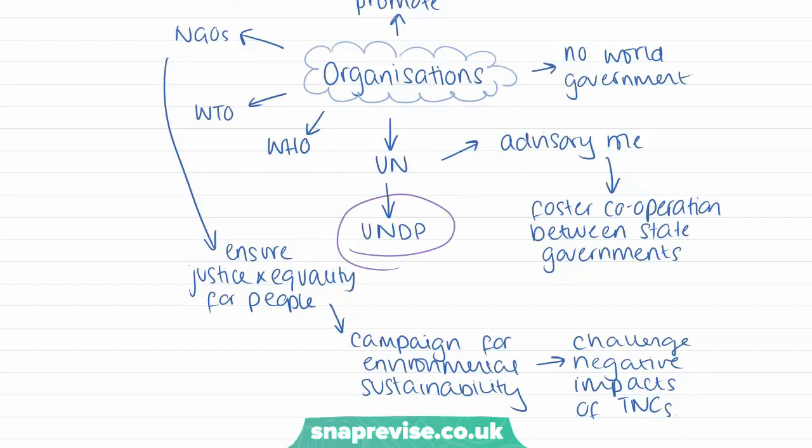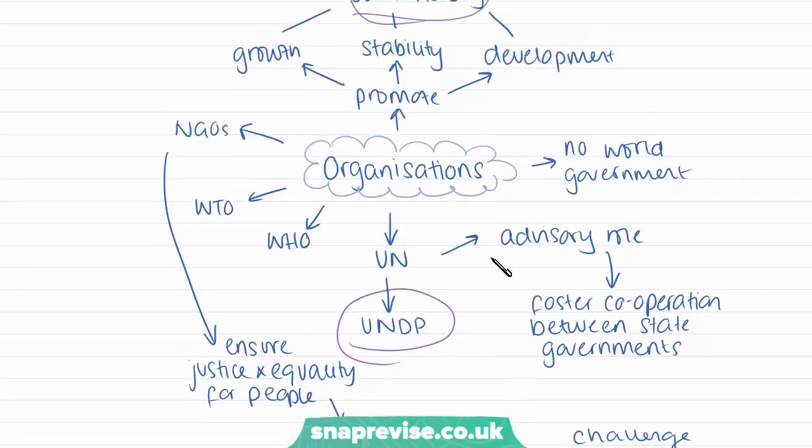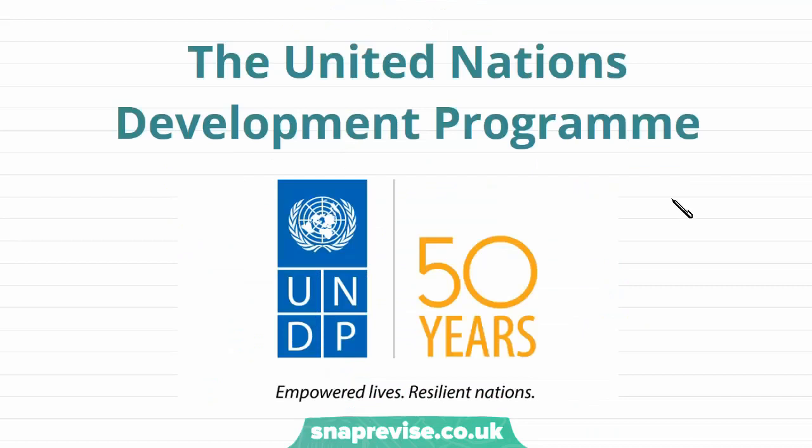So essentially, I've just given you an overview of some of the international development agencies that we have who act or perform the role of global governance. So now I'm going to look at some of these organisations in greater detail from now on in the video. So the first international development agency we're going to look at in greater detail is the United Nations Development Programme.